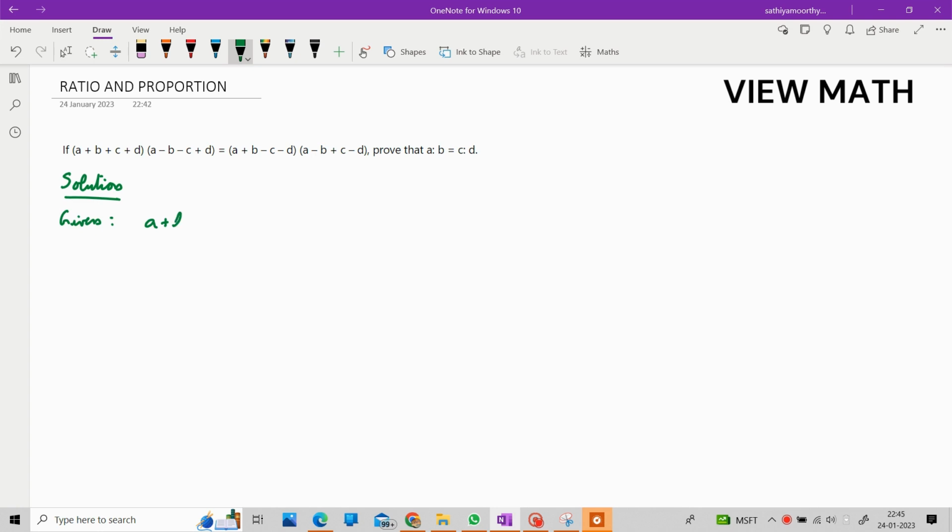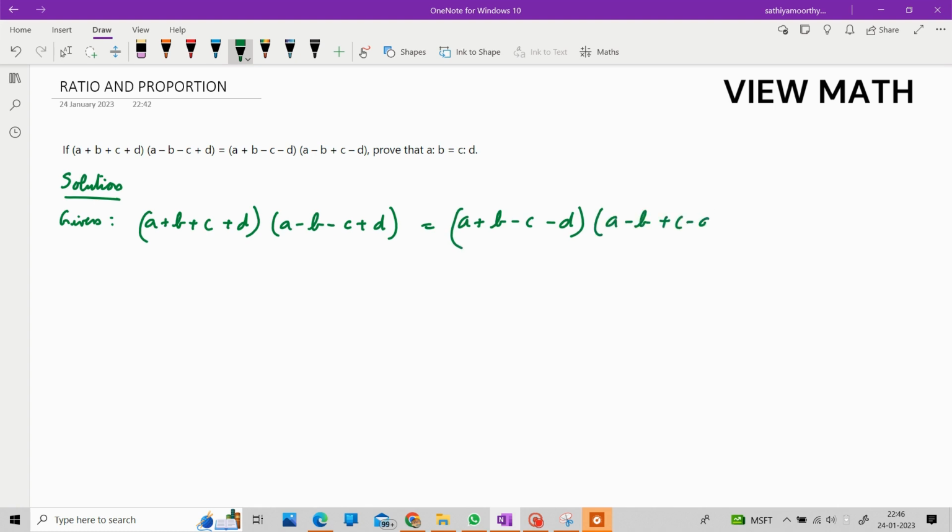(a + b + c + d)(a − b − c + d) = (a + b − c − d)(a − b + c − d). Now what I'm going to do is separate the terms, that is, I'm going to bring this term to the left hand side, and this term to the right hand side.